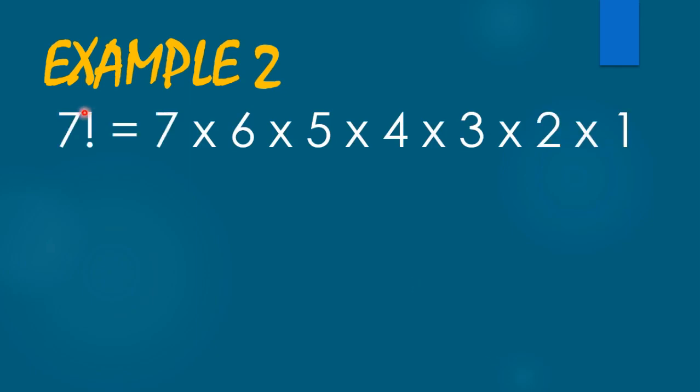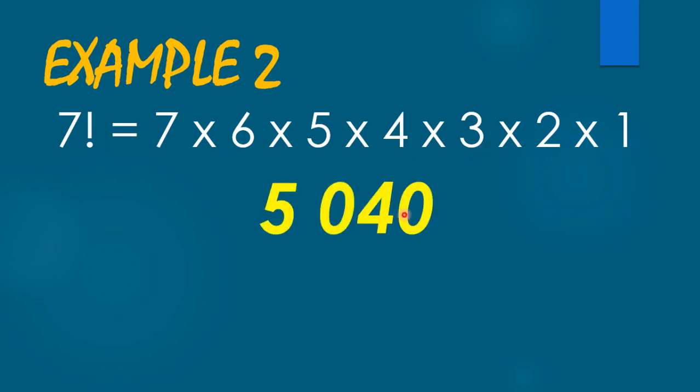Example number 2. If we have 7 factorial, so from the value of n, which is 7, we'll multiply all the other factors going to 1. So we have 7 times 6 times 5 times 4 times 3 times 2 times 1. And that will be equal to 5,040.